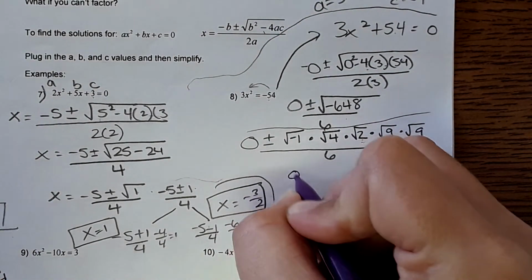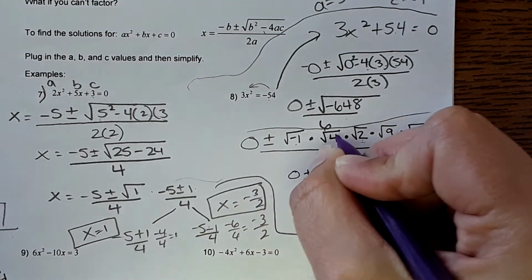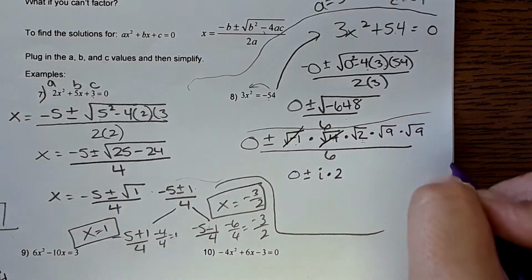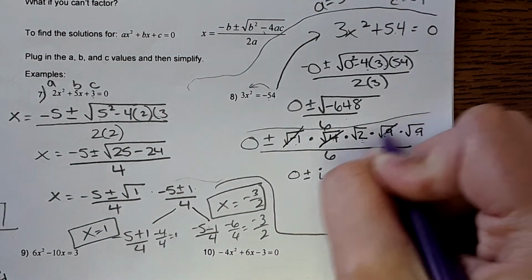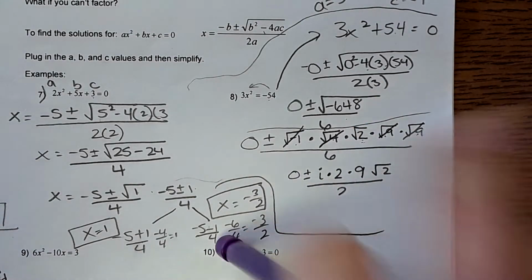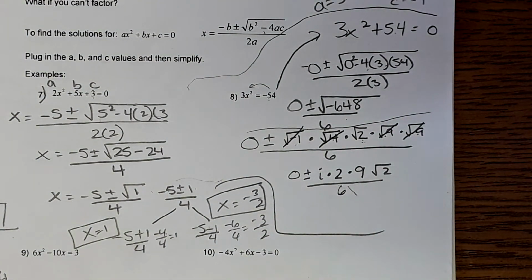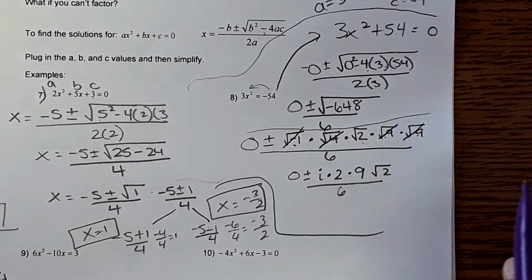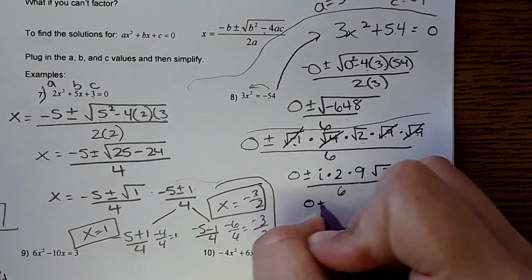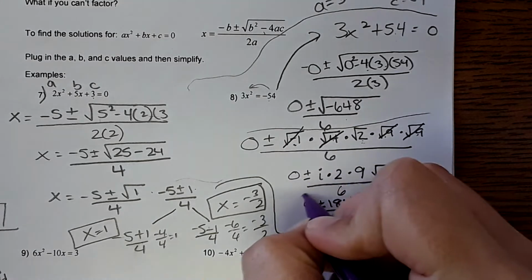Okay, then further simplifying, 0 plus or minus, square root of negative 1 is I, square root of 4 is 2, square root of 9 times square root of 9 is 9, and then I'm left with just square root of 2 over 6. I'm getting there. Yeah, remember square root of negative 1 is I. 0 plus or minus 18I square root of 2 over 6 is where I'm at now.